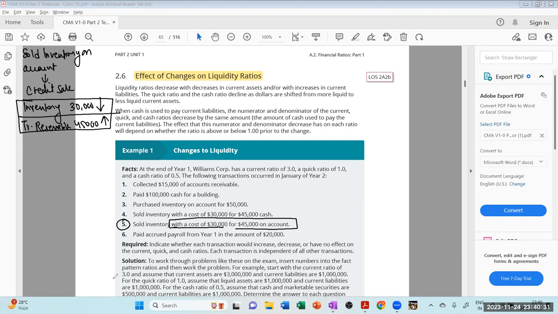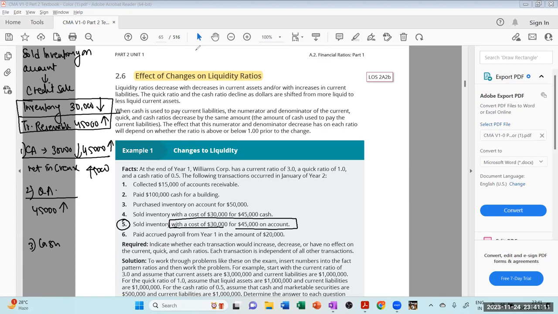That's the first one. Now let's go ahead. Now focus and pay attention. Current assets 30,000 decrease, but 45,000 increase. So net increase 45,000. Point number one. Point number two. Quick assets. 45,000 increase as trade receivables are quick assets. Point number three. Cash.